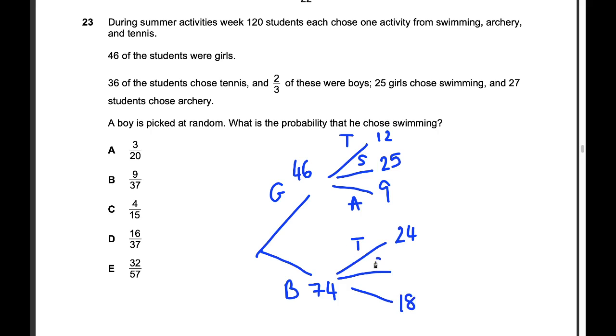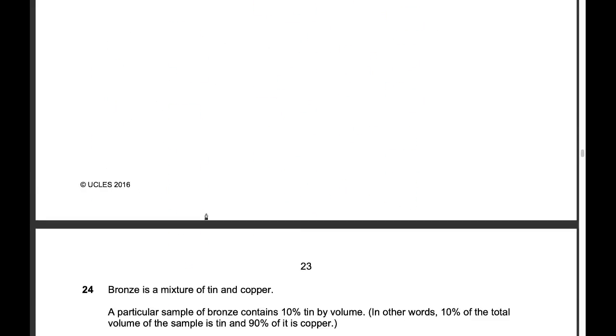Okay, and then we're just looking for the boys who are swimmers. Well, that's going to be 74 minus 24, that's 50, minus 18, that is 32. So 32 boys were swimming, so we have 32 over 74. That is an option there, but you can cancel that down to, if you halve the top and the bottom, it's 16 over 37, because the option is D.